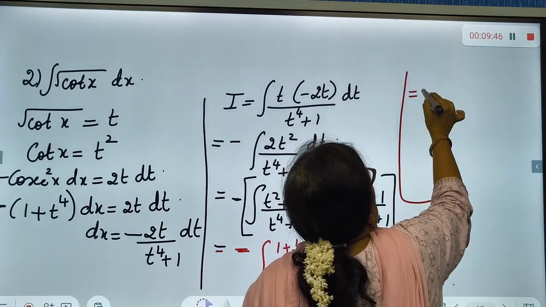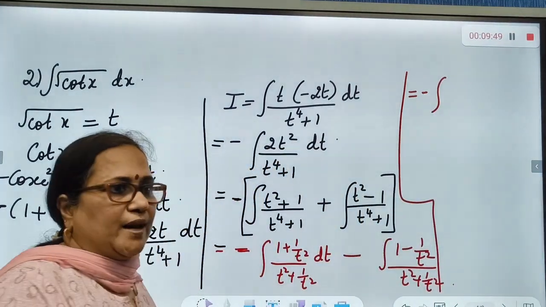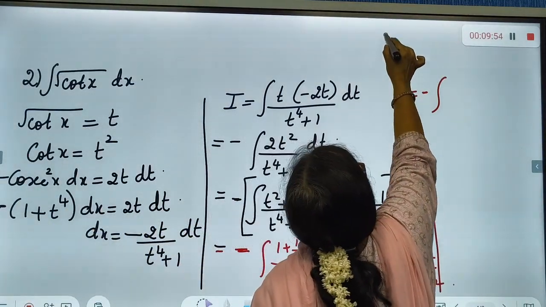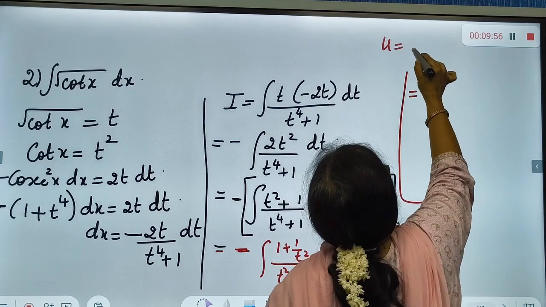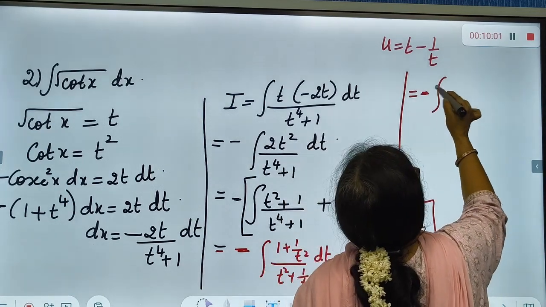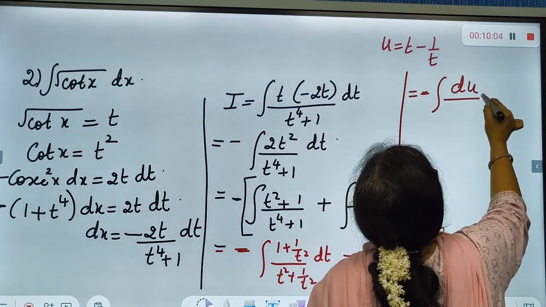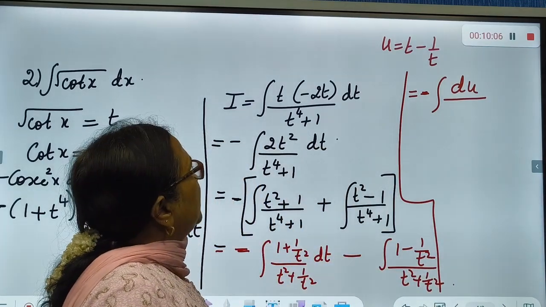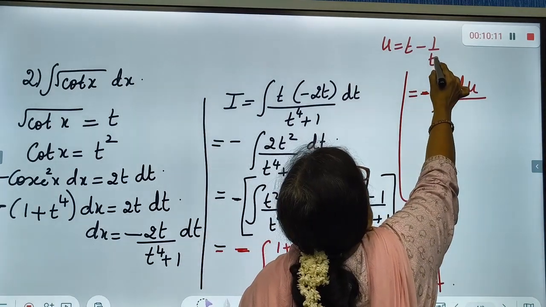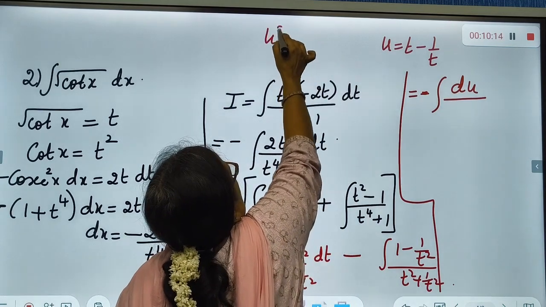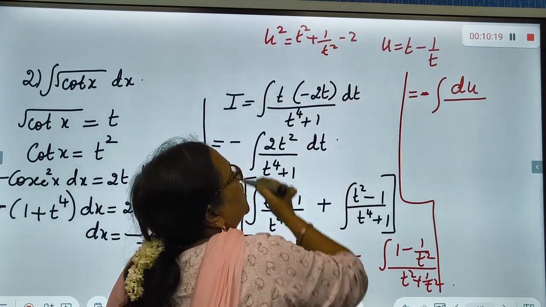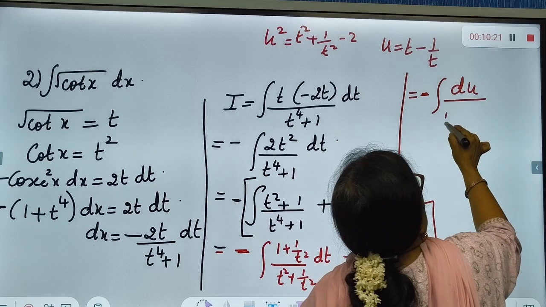So this will be minus of, since the same type I have done in the earlier problem also, I am going to take u as t minus 1 by t, if I have to get 1 plus 1 by t square as a derivative. So numerator will be du. When I square, I get u square equal to t square plus 1 by t square minus 2. So t square plus 1 by t square will be u square plus 2.